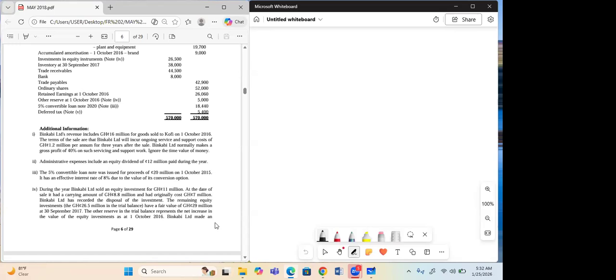You see, you've sold an item for somebody, and you've been doing support services for the person. Let's assume it's like air conditioning. You sold the air conditioning, and then every year you come and do servicing and maintenance. They are telling you that he will incur ongoing service and support costs of 1.2 million per annum for 3 years. Is that clear? Yes.